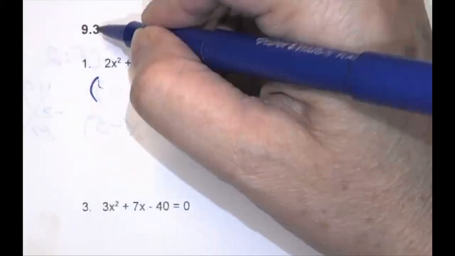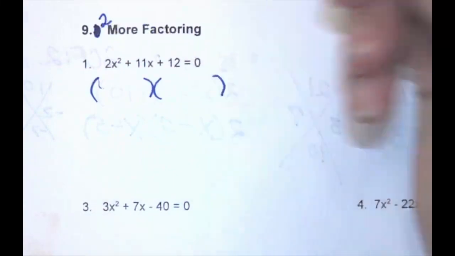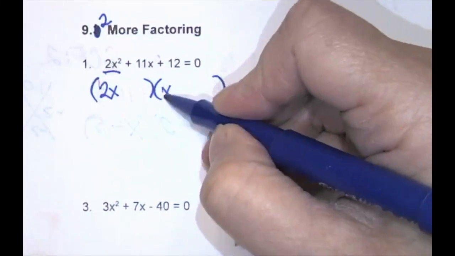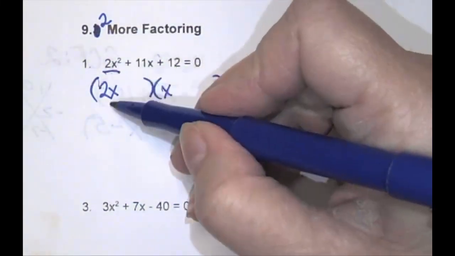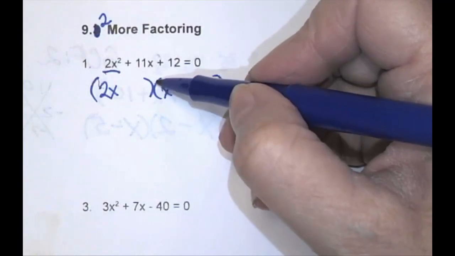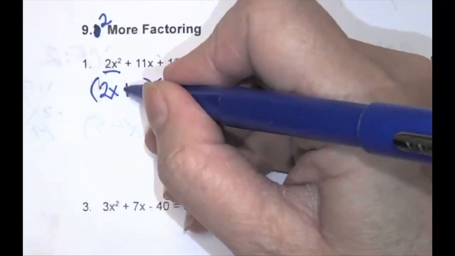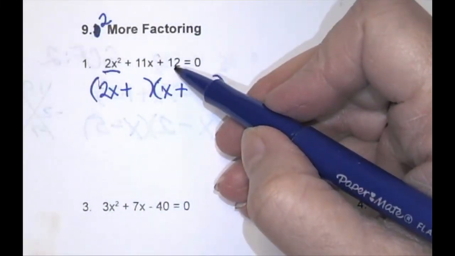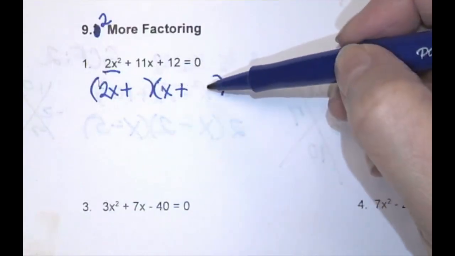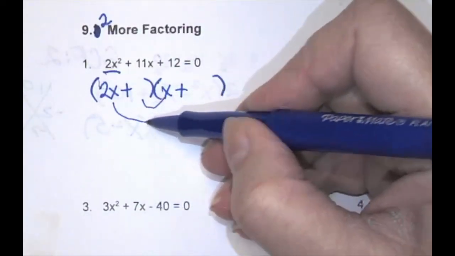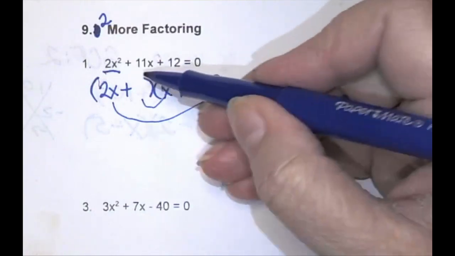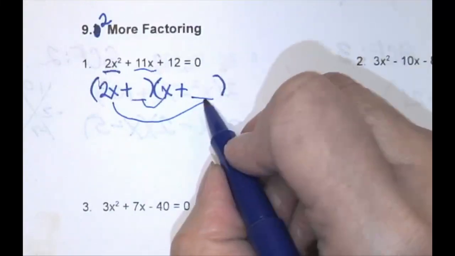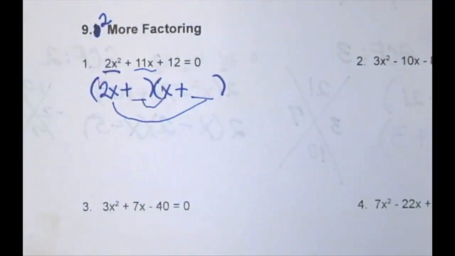I just got disturbed by the fact that this says 9.3. That should be 2. So the way to get 2x squared is 2x times x. One of these has to be a 2 and one of them a 1, because 2 times 1 is 2. They're both plus signs, so it must be a plus sign. But the problem is I have to find the two factors of 12 that when you put them in here and multiply, your middle terms will add to 11. So it's no longer that these two numbers add to 11, because one of them's getting multiplied by 2.